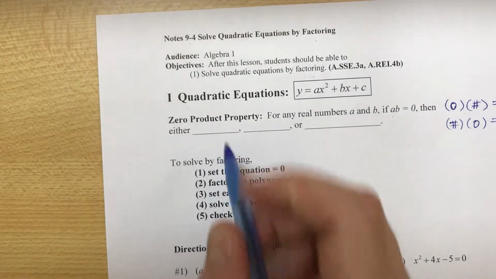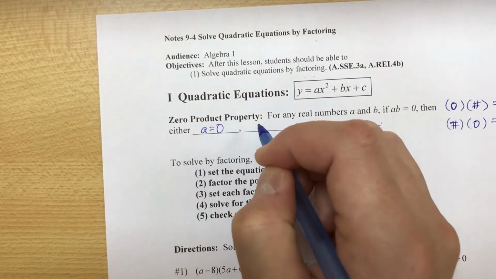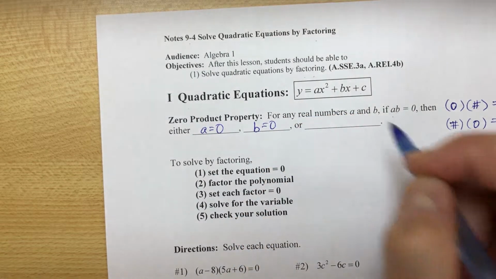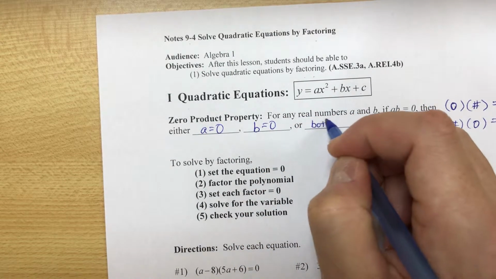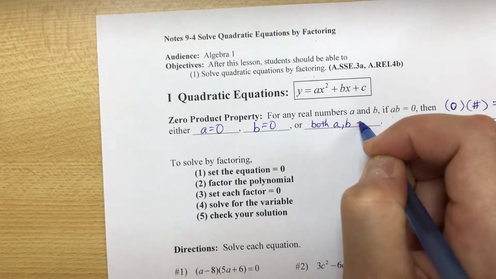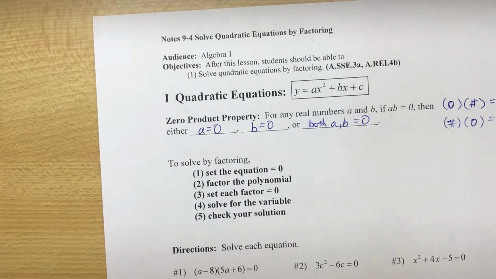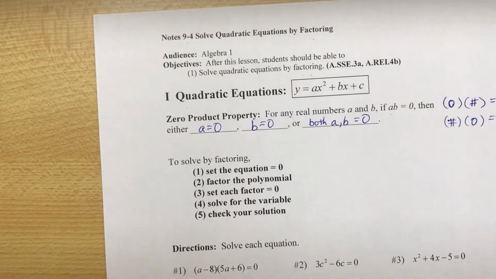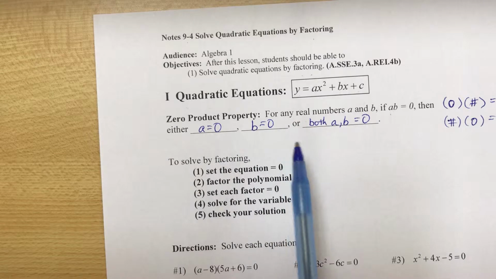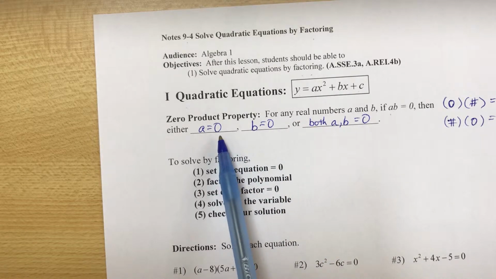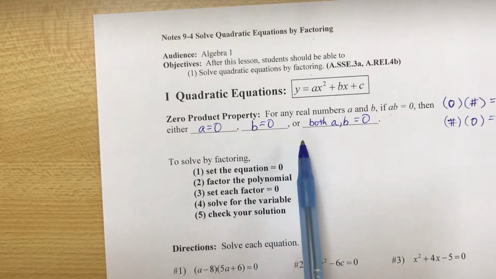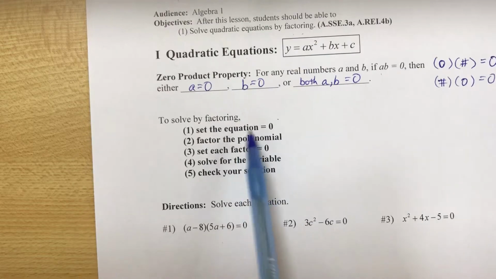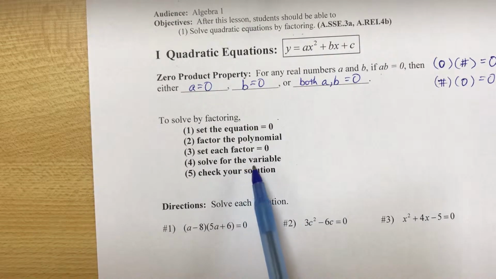Okay, so either a is equal to 0, b is equal to 0, or both a and b are equal to 0, because if you do 0 times 0, you also get 0. So to solve an equation by factoring, we need to figure out what values make our equation equal to 0. We've got some steps here that we're going to take.